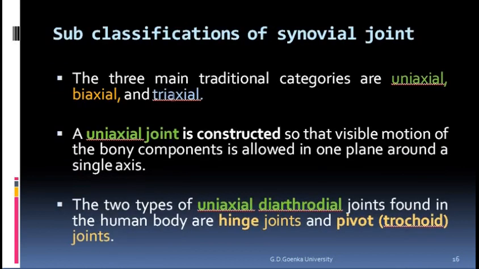Now the subclassification of synovial joints. Basically there are three types of classification, that is uniaxial, biaxial and triaxial. Uniaxial having one axis, biaxial two, triaxial three. Triaxial is also termed as multiaxial, meaning having three or more than three axes. A uniaxial joint is constructed so that the visible motion of the bony components is allowed in one plane around a single axis. The two types of uniaxial diarthrodial joints found in the human body are hinge joints and pivot joints.